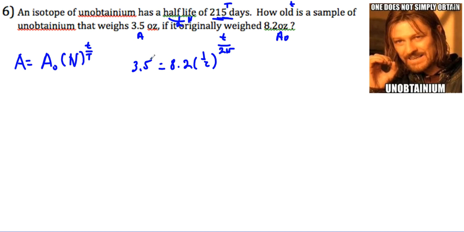I'm going to go ahead and divide by 8.2, and I did this on my desktop, so 0.427 is equal to 1/2 all raised to the t over 215. So here's the problem. We're trying to solve for something that's in the exponent. You can't really do that right off the top using exponent rules, so convert it to a log.